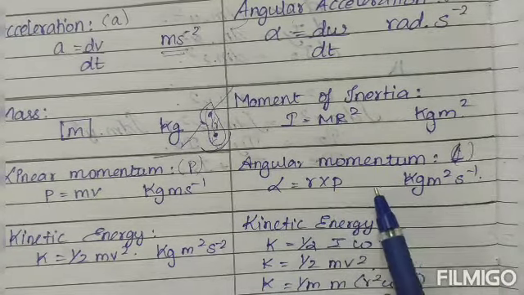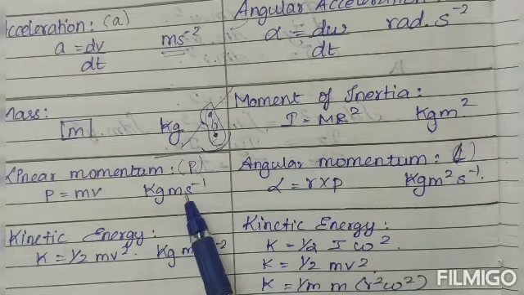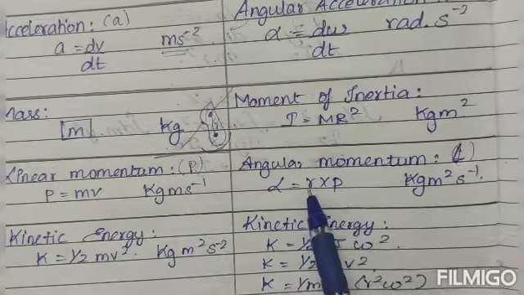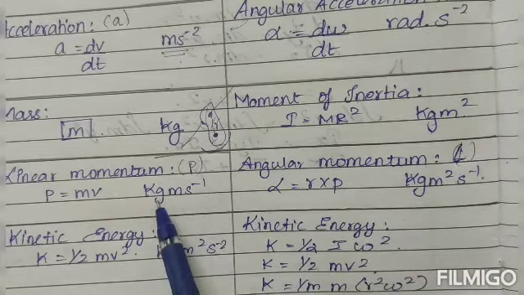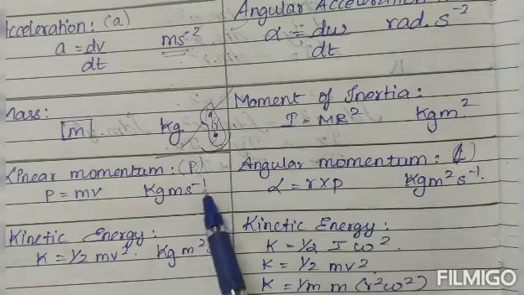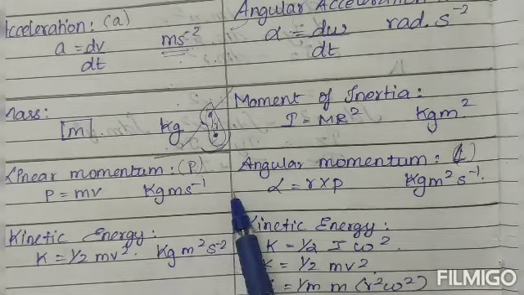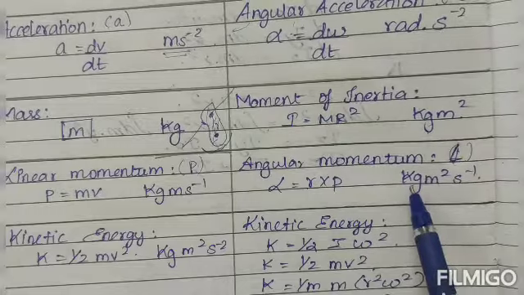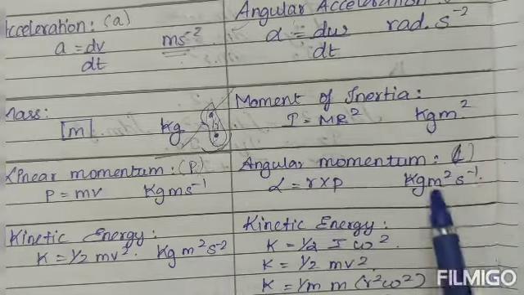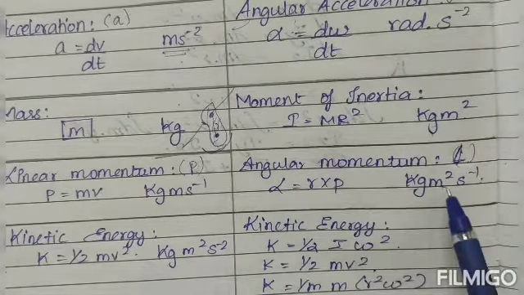Now the unit. Already the momentum unit is kilogram meter per second. One more radius we want to add here. So what will come? Kilogram meter per second into meter, so we can say meter square. So kilogram meter square per second is the unit for angular momentum.